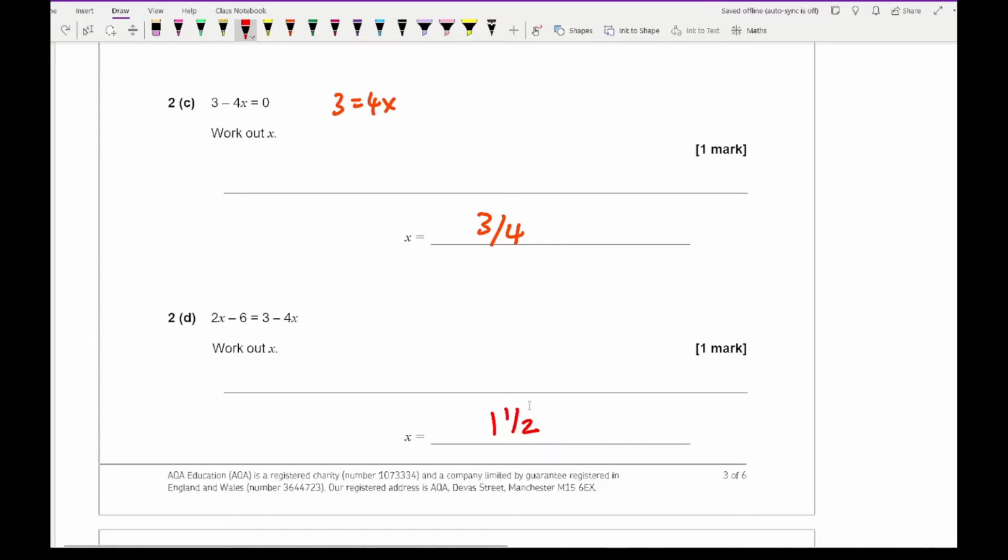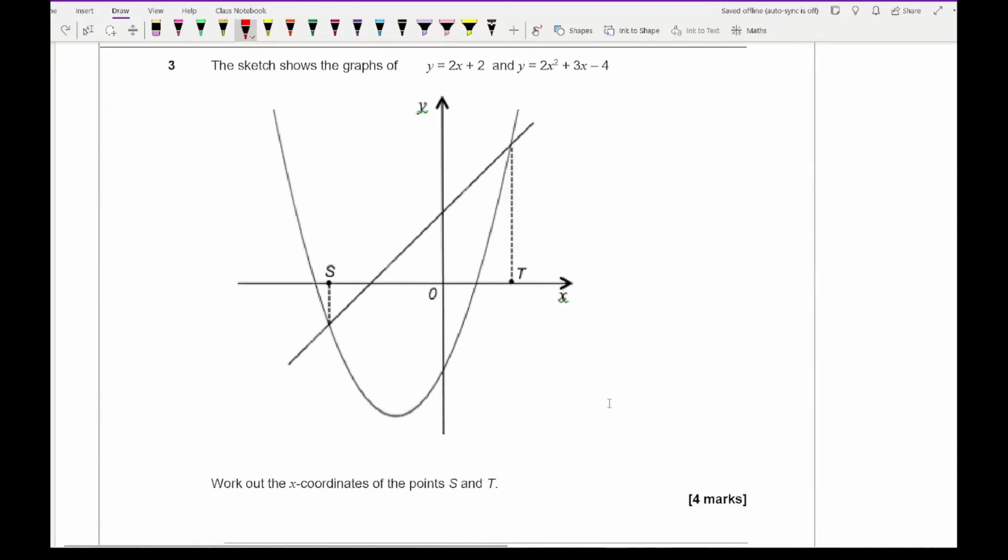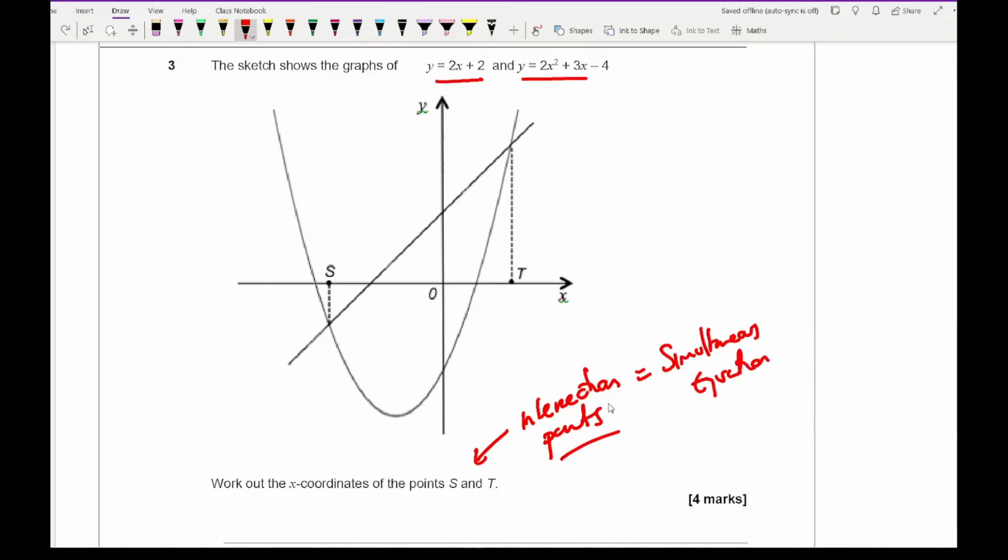Then moving on to question 3, it says the sketch shows the graphs of y equals 2x plus 2 and y equals 2x squared plus 3x minus 4. Work out the coordinates of S and T. Now this is basically the intersection points. And just like with the previous video, whenever you see intersection points, you need to think simultaneous equation. So what I need to do is substitute this into this, or actually make them equal to each other, and then go on to solve it.